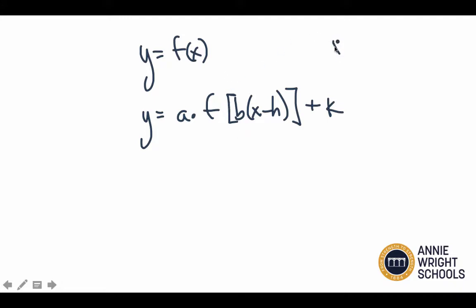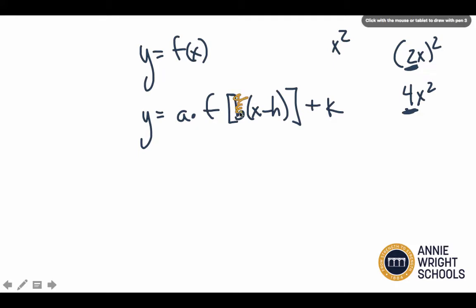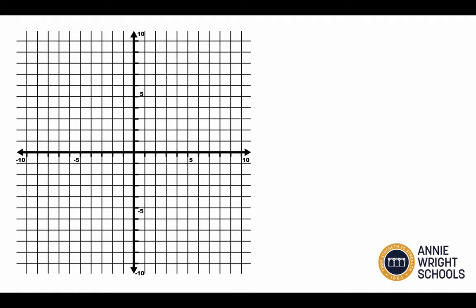X squared is a unique function where if I take 2x and square it, that's the same as taking 4x squared. So a b value of 2 is the same as an a value of 4. And so I'm not going to worry about this parameter for quadratics, because for the most part with quadratics we can deal with that same thing as an a value. So reviewing hopefully a little, let's go back to our graph.